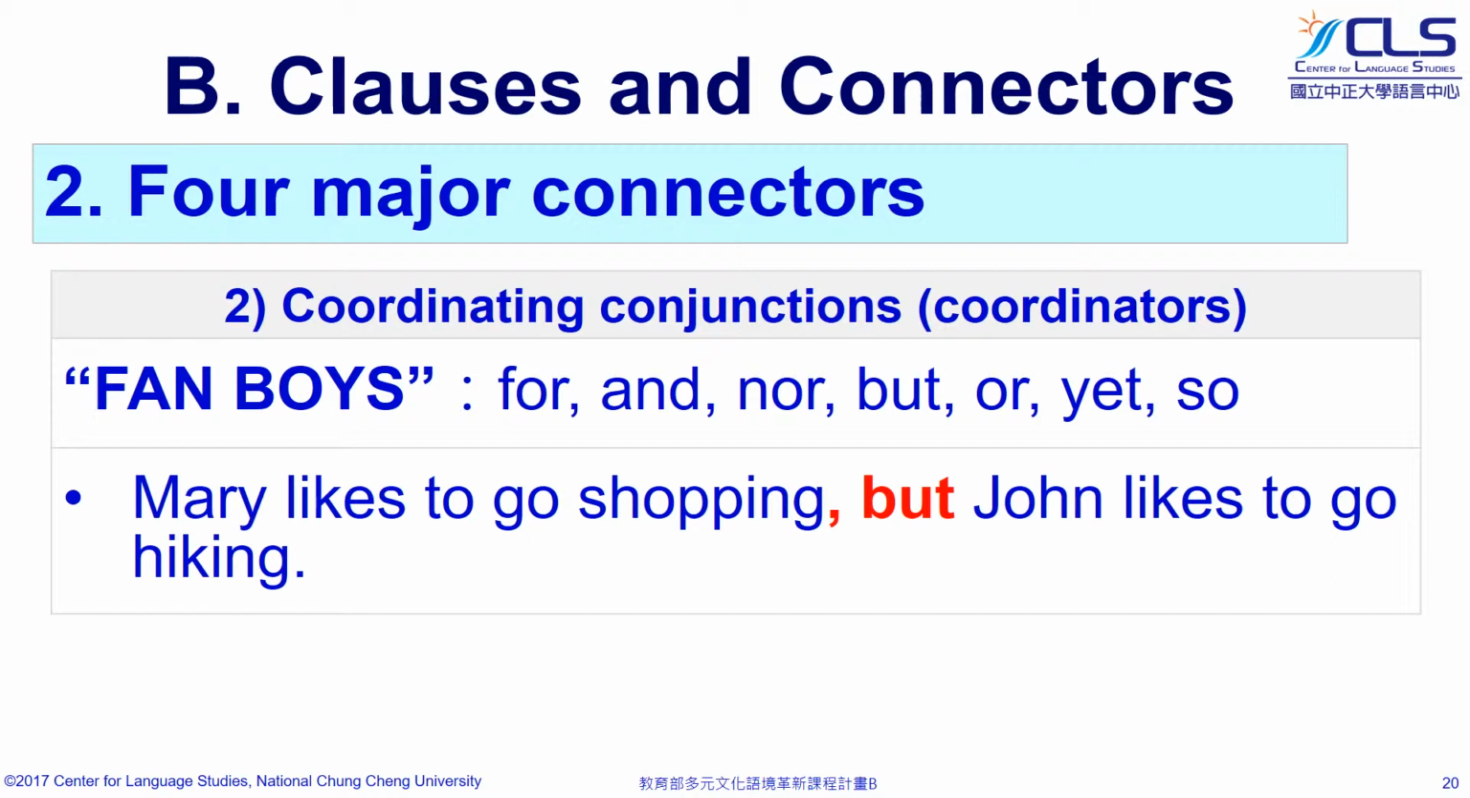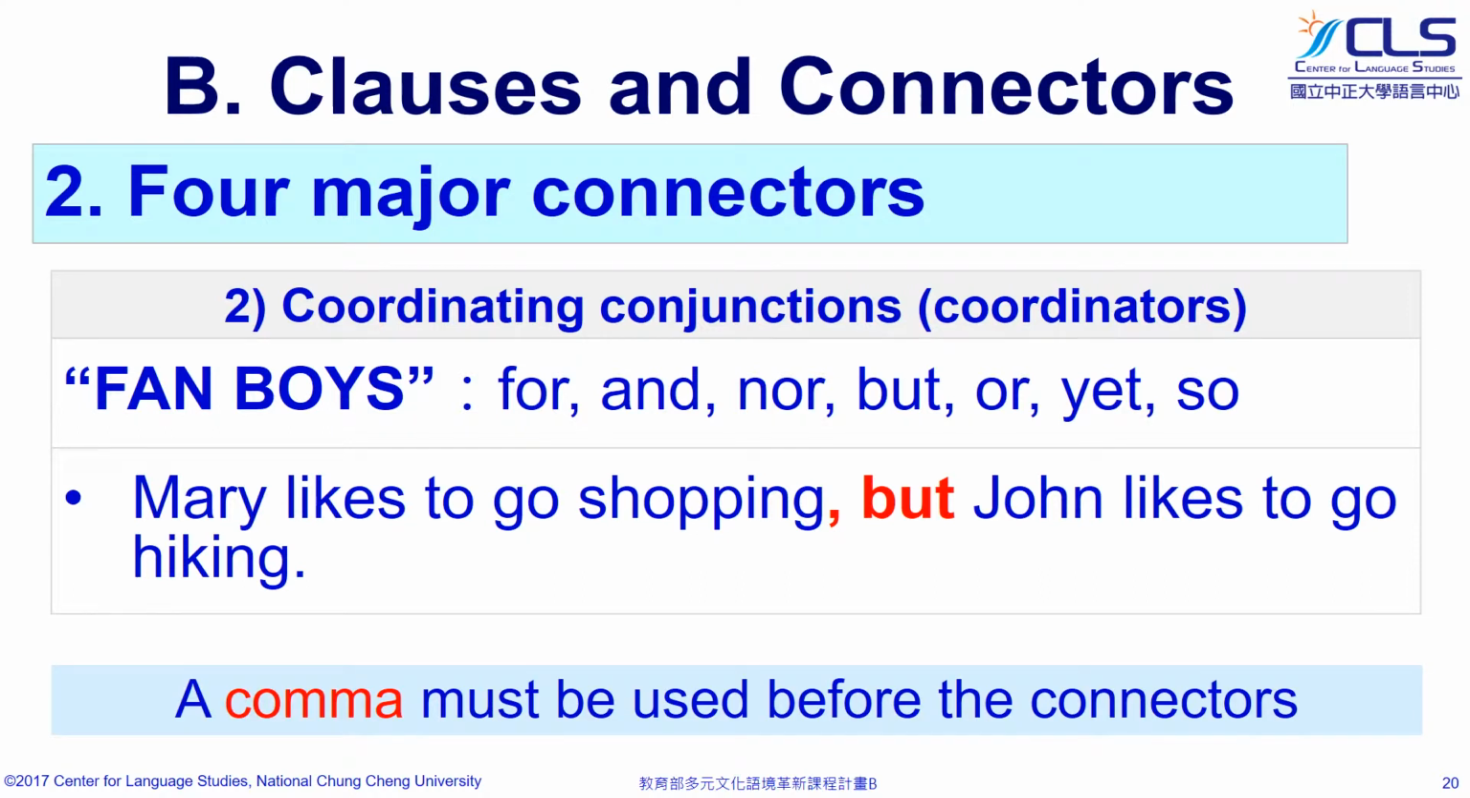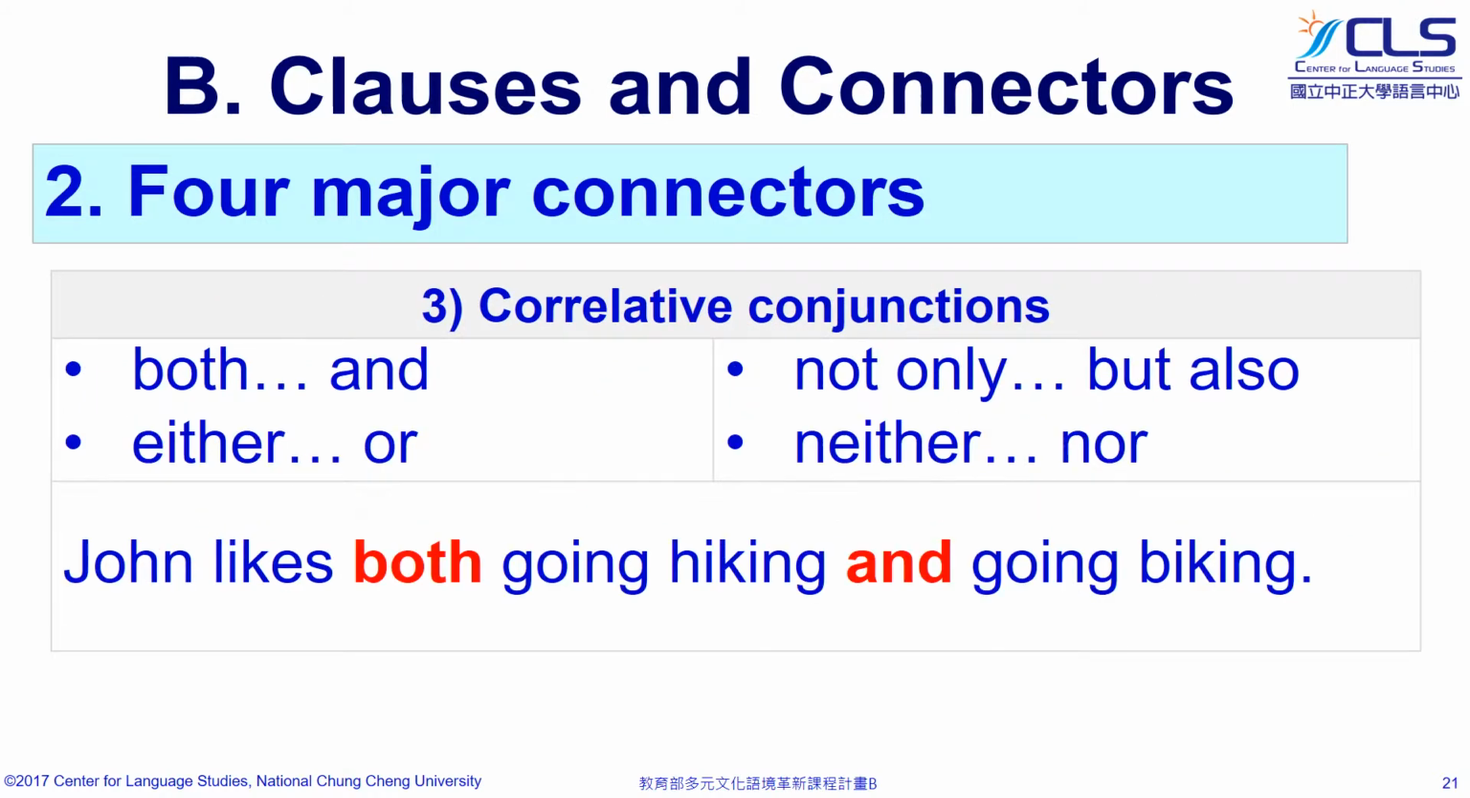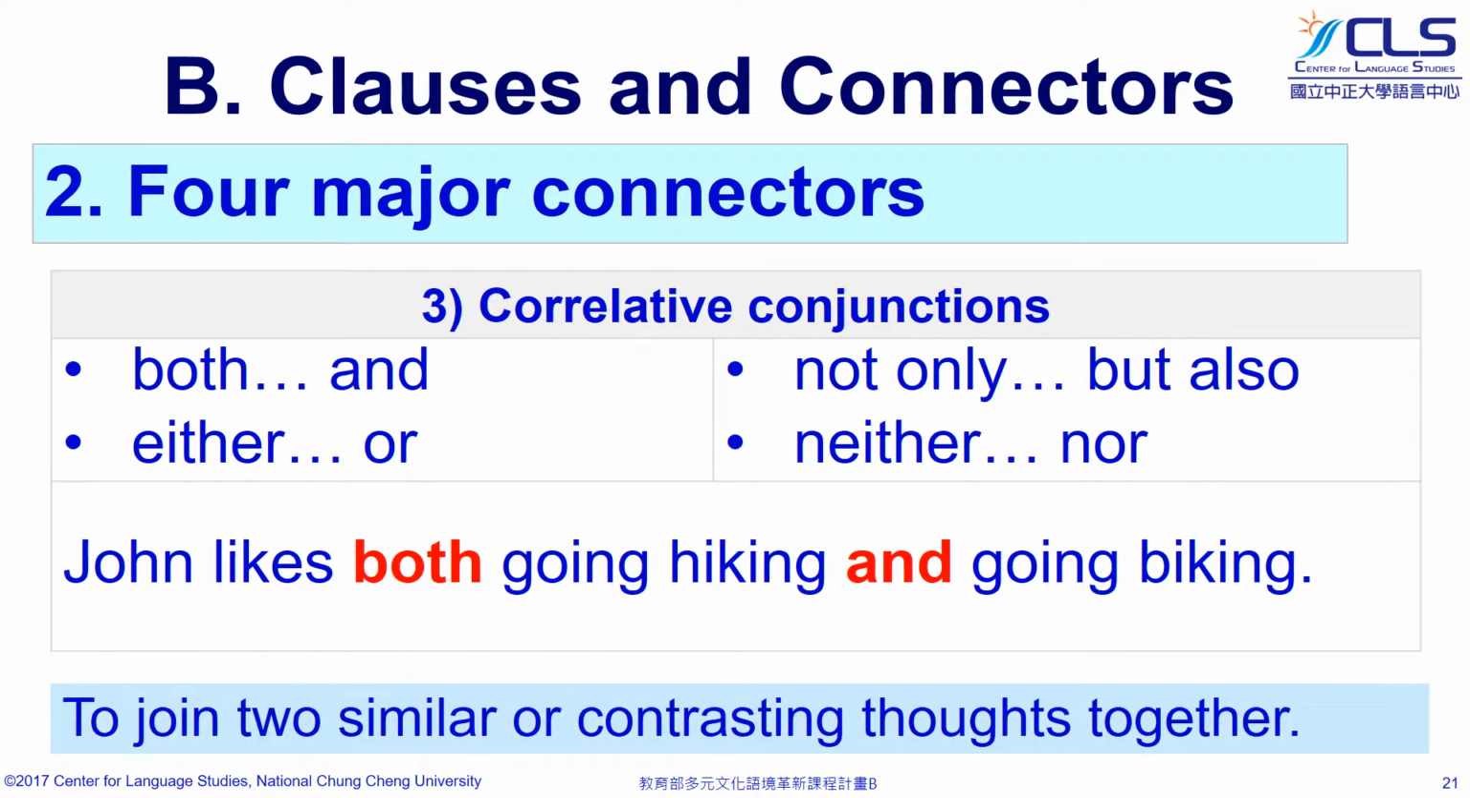The next three types of connectors can be used to connect two independent clauses. Here are the coordinators, which we can remember as fanboys: for, and, nor, but, or, yet, and so. As can be seen in the sentence, a comma must be used with the connector. We can also use correlative conjunctions to connect two similar or contrasting thoughts.